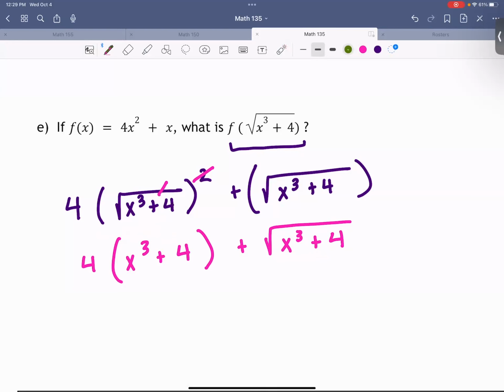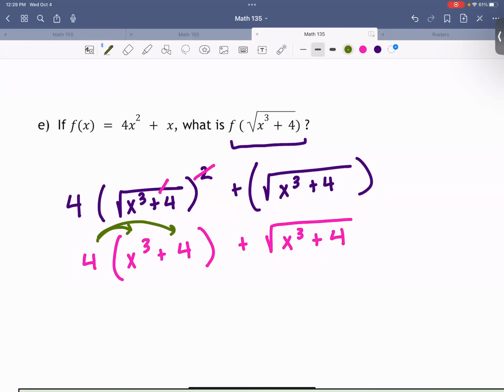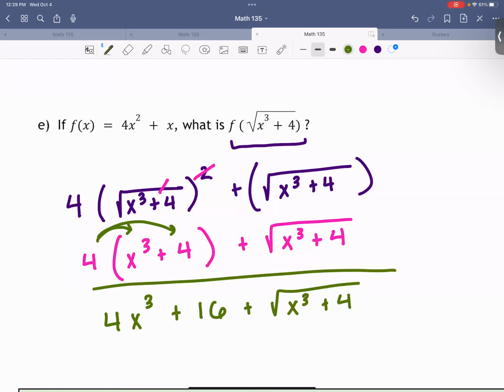But yes, Dagan has a good point. Let's take that 4 and multiply it by both of these, because that's something we can do. 4x cubed plus 16 plus the square root of x cubed plus 4. And that would be my final answer. You can't do anything with that weird square root, so we just leave it alone. All right. Any questions on part E? All right. Let's keep going.